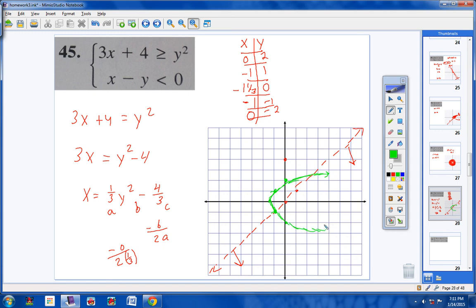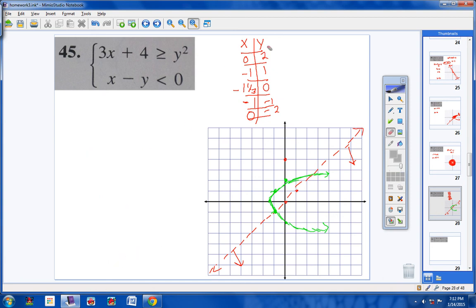Okay. Alright, very good. Now let's go ahead and test a point. I'm going to test 0, 0 because 0, 0 does not fall on the green graph, if you will. So let's go ahead and test a point for the green parabola to see whether we're going to shade inside or outside the parabola. We're going to use 0, 0. So here we go. 3 times 0 for x plus 4 is greater than 0 squared for your y.